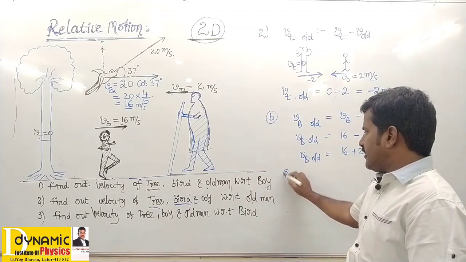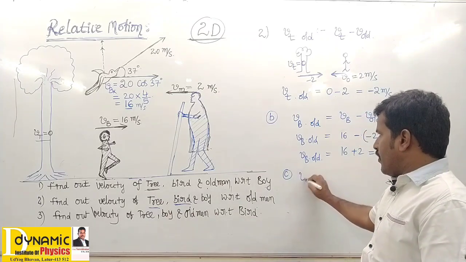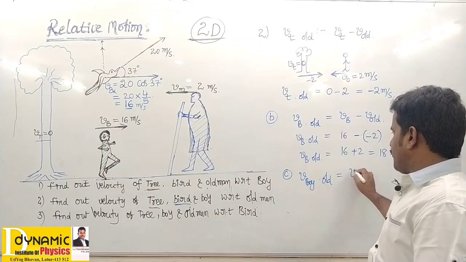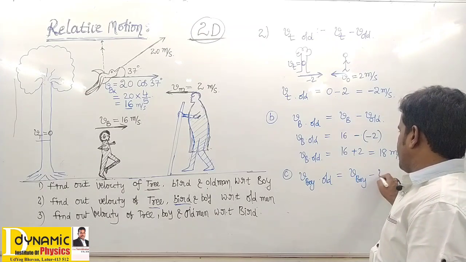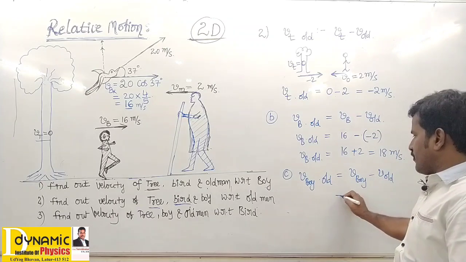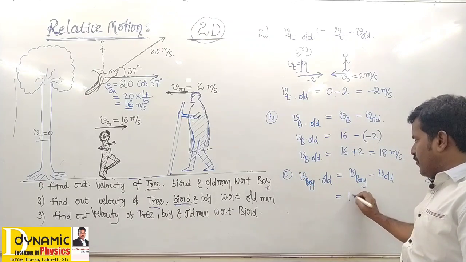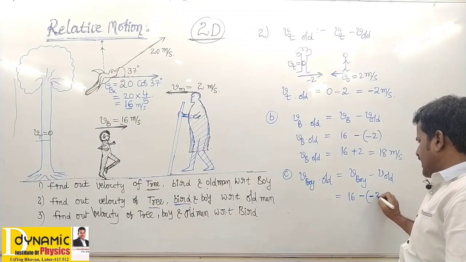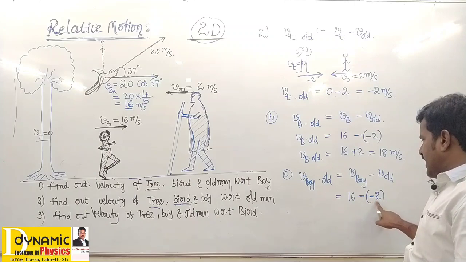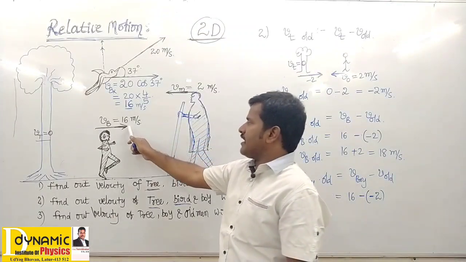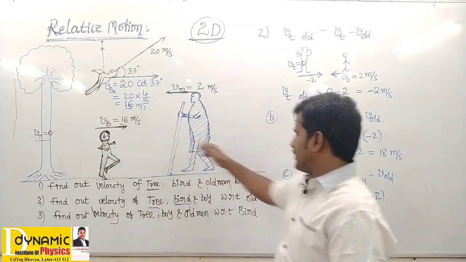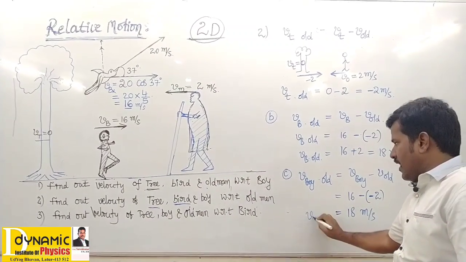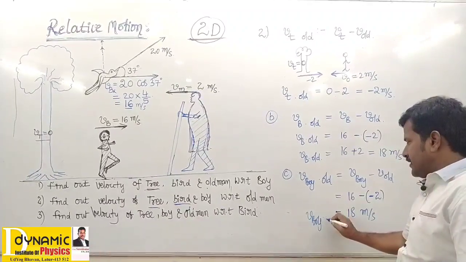Again the third one: velocity of boy with respect to old man. Its value is V boy minus V old man. The boy approaches, which means both are in opposite directions. If both are in opposite directions, addition is compulsory. That means 16 minus of minus 2, minus of minus 2 because of opposite direction. Its value becomes 18 meter per second. It is V boy with respect to old man.